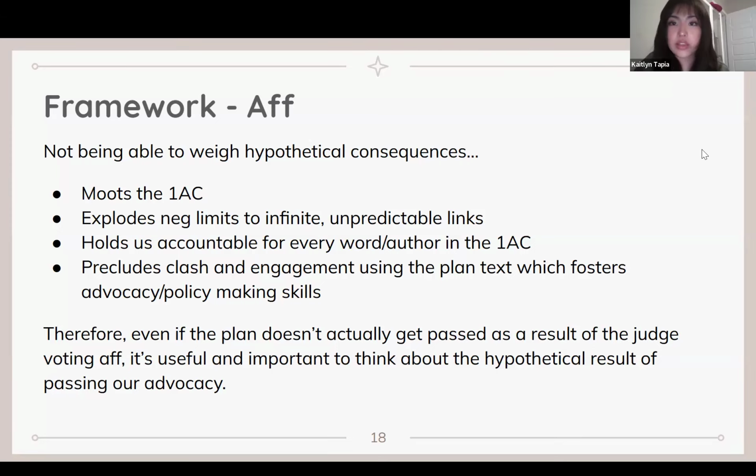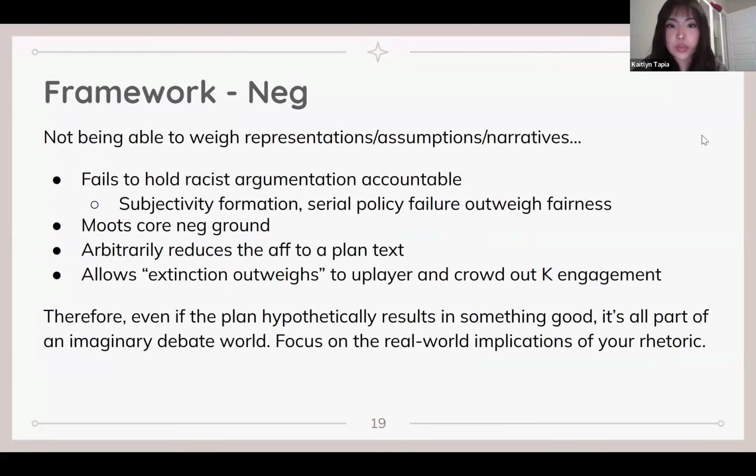Okay, cool. So I can go over the negative, right? And this would be kind of the way to respond to everything that Grady just said. So the negative on the framework page would say that not being able to weigh your representations and assumptions and narratives would mean a few things.